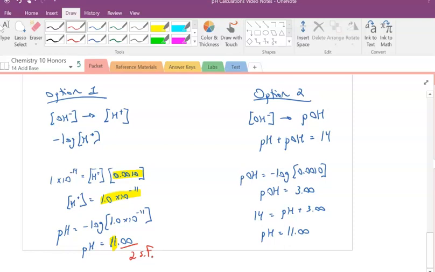I would get the same exact answer if I used the second strategy. By taking the negative log of that original number, I get the number 3, and then to get 2 significant figures, I add 2 decimals, and then subtracting that number from 14, I would get the same final answer. So you have some choice when using these 6 equations to solve pH problems. The nice part is strong acids always react 100%. So whatever your given concentration is going to be the concentration of your hydrogen or your hydroxide.